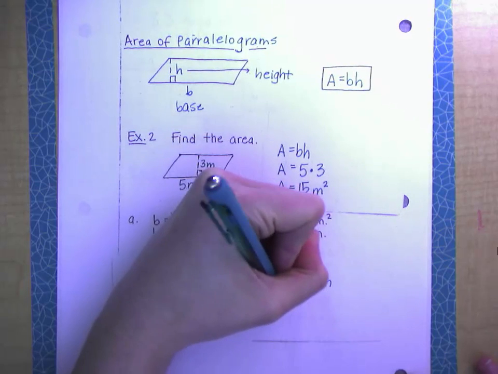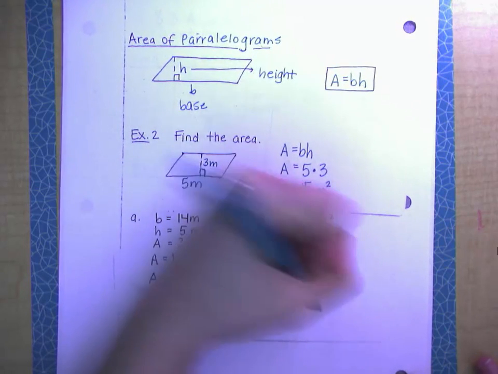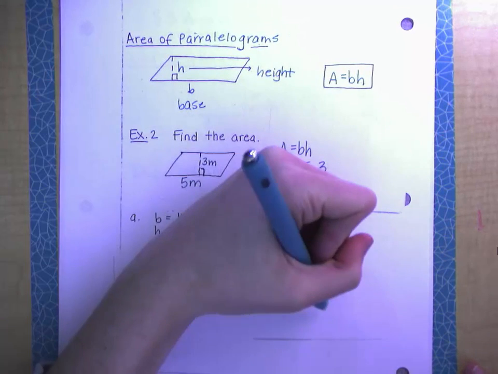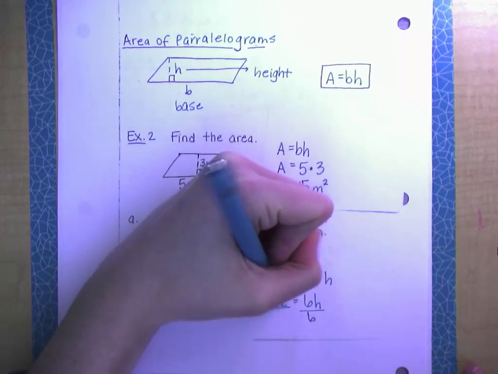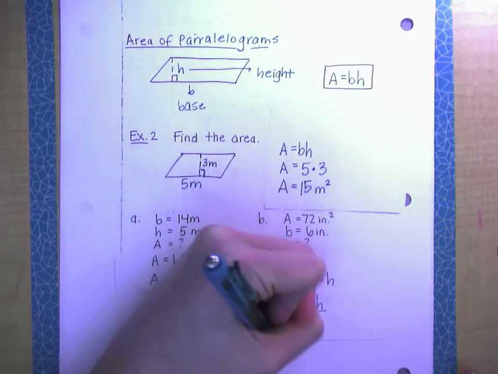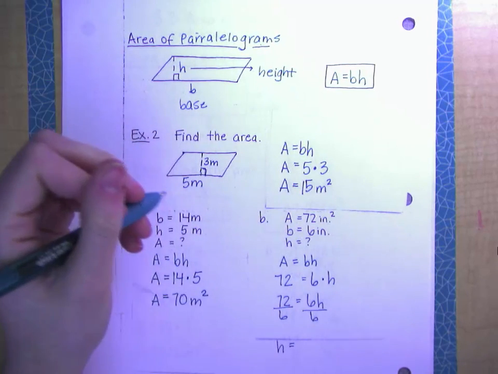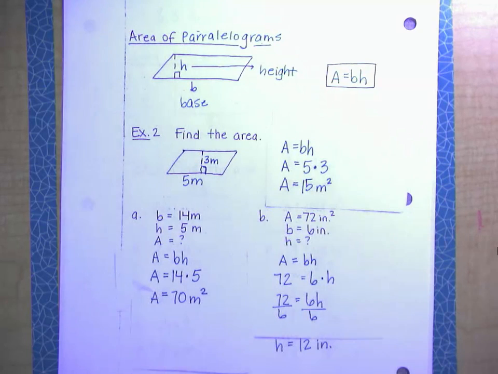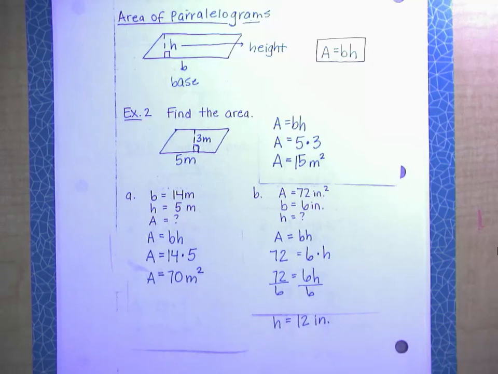Okay, so then I would multiply, and I would get 72 equals 6 times h. And just like before, to solve for the variable, we're going to divide both sides by 6. So our final answer, or our value for the height, should be 12 inches. Okay, and in case you were curious, whenever we're solving for the base or the height, we don't write inches squared. That's only with the area. All right?